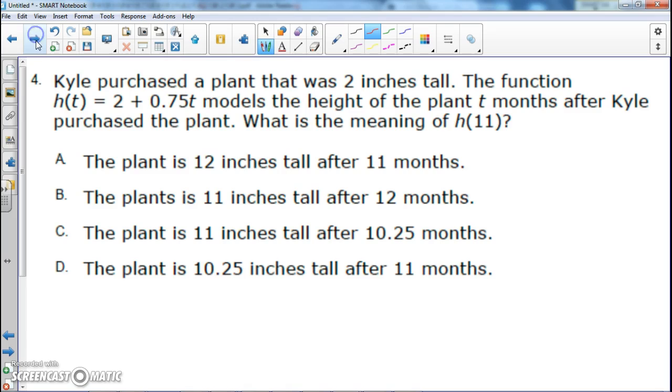Alright, so next, your test question that all of this goes with is number 4. Kyle purchased a plant that was 2 inches tall. The function h of t equals 2 plus 0.75t models the height of the plant t months after Kyle purchased the plant. What is the meaning of h of 11? Alright, so I'm going to let you guys practice this one on your own. So if you want to go ahead and pause the video and try this on your own, that would be great.